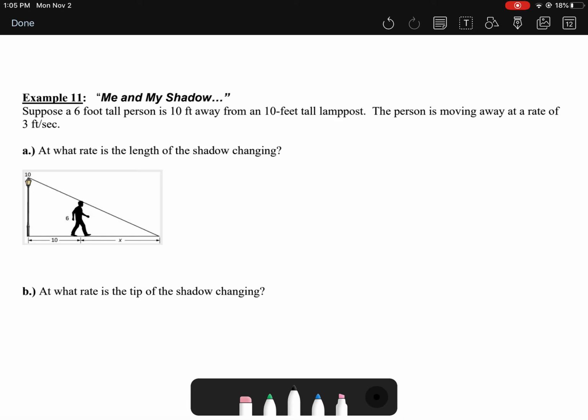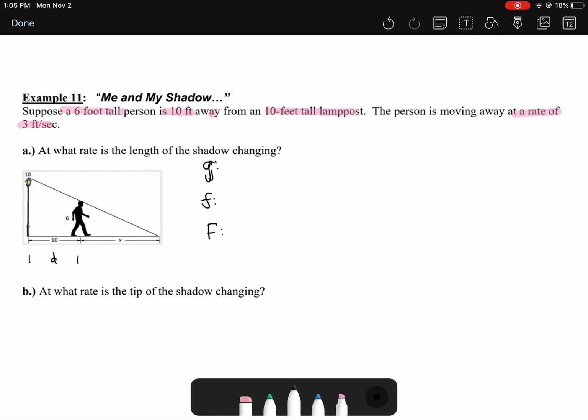Okay, so lots going on here. So let's just go ahead. I have my given. What do I need to find? My formula. Okay, so we have a 6-foot tall person, 10 feet away from a 10-foot tall lamppost, and they're moving away at a rate of 3 feet per second. Okay, so I'm going to label from here to here.